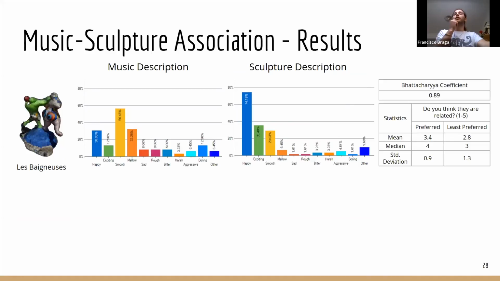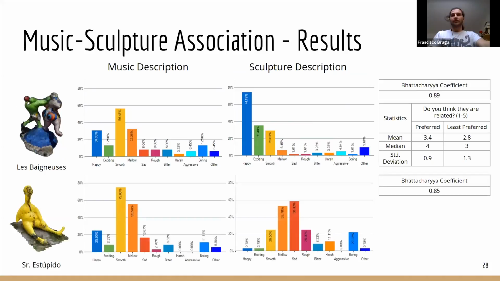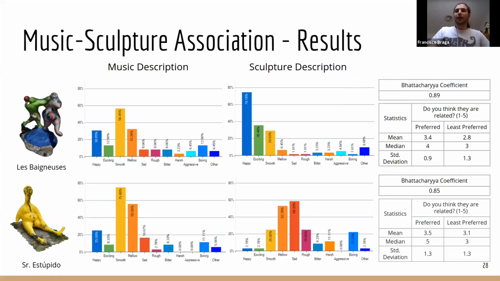And this one, my personal favorite, we can see that the sculpture and the music descriptors are very similar also, and obtained a Bhattacharyya coefficient of 0.85. And in the do you think they are related question, we obtained a median of 5 for the preferred interpretation, 3 for the least preferred.